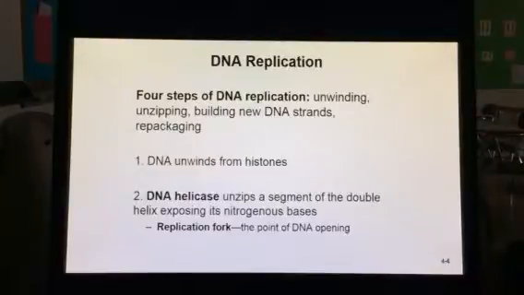The process for this requires an enzyme called DNA helicase. When you learned about enzymes, I hope you learned that the suffix or the ending of most enzyme names is ase. And so that's how you can remember that DNA helicase is an enzyme. That enzyme helps to separate or unzip a segment of the DNA molecule. That point of the DNA opening has a special name. It is called the replication fork.